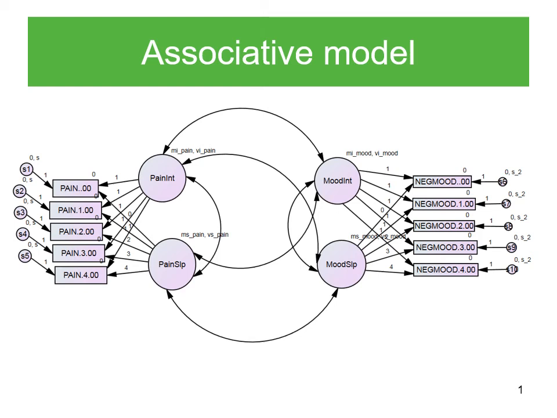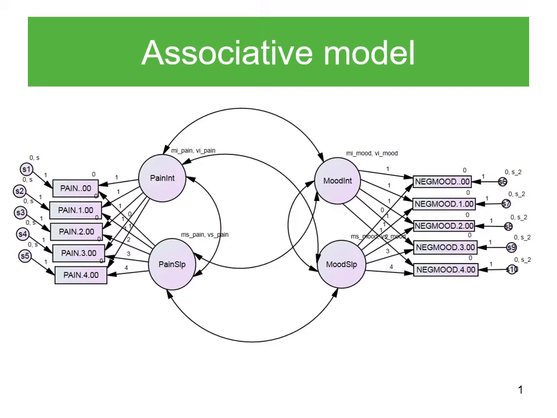So this is a very, very simple setup. At the left, you see what we just did in the last model, a pain intercept 1, 1, 1, 1, 1, and a pain slope 0, 1, 2, 3, 4, with homogeneous residual variance over time. And at the right is the mirror image for mood. A mood intercept 1, 1, 1, 1, 1, and a mood slope 0, 1, 2, 3, 4, with a second homogeneous residual variance over time.